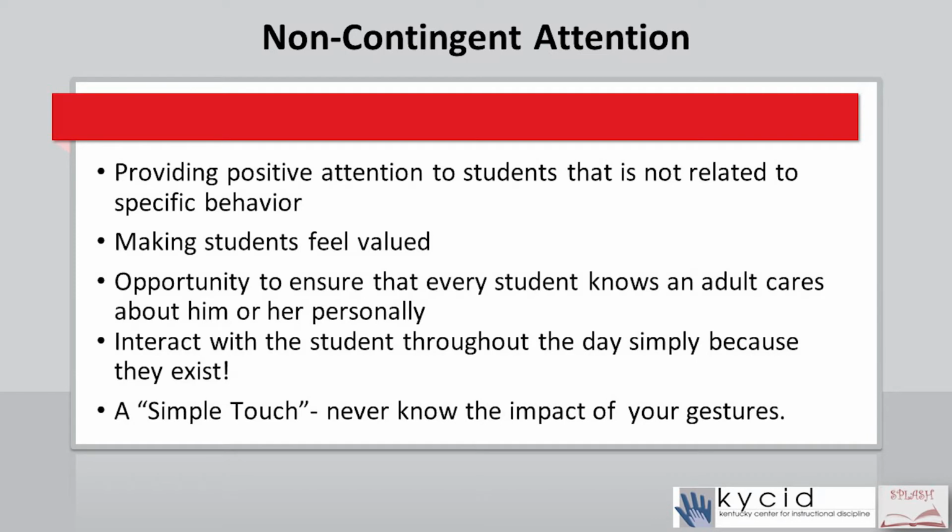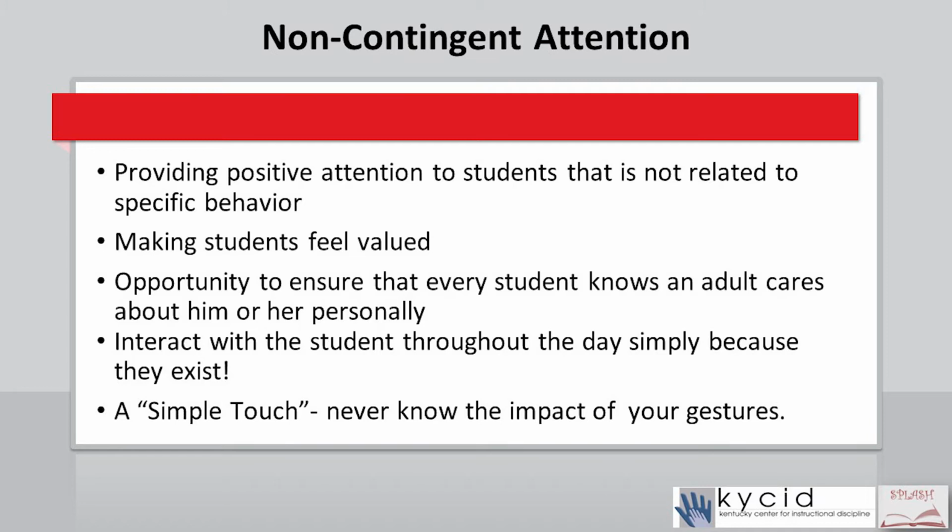Another method of reinforcement involves non-contingent attention. This means that the student is interacted with by adults regardless of their specific behavior. Non-contingent attention is a great way to develop relationships and make the student feel valued. Every student should know that adults care about them on a personal level.